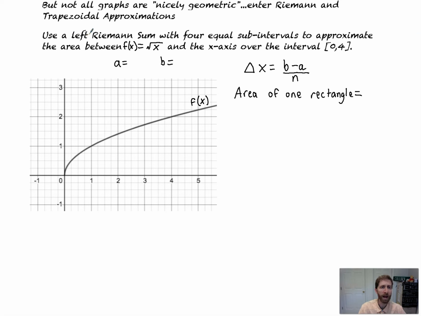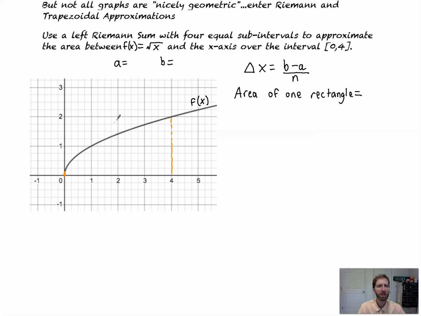So we're told to use a left Riemann sum. Now Riemann's just the name of this great mathematician who came up with this ability here. So we're going to use a left Riemann sum with 4 equal subintervals to approximate the area between f of x equals root x, the x-axis, and the interval 0 to 4. So 0 to 4 would be like start here and then end there. So we're talking about this area right in here, that space.